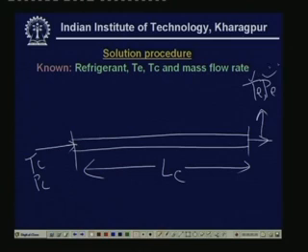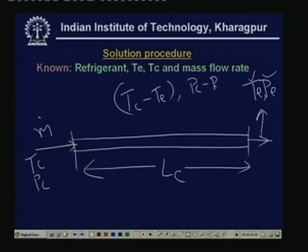So, all these things are known to us, temperatures are known, pressures are known, and we also know the mass flow rate. If you look at the temperature across the capillary, a temperature drop of Tc minus Te is taking place. Similarly, a pressure drop of Pc minus Pe is taking place across the capillary. We have to find out what is the length of the capillary, so that this much temperature drop and this corresponding pressure drop can take place across the capillary.